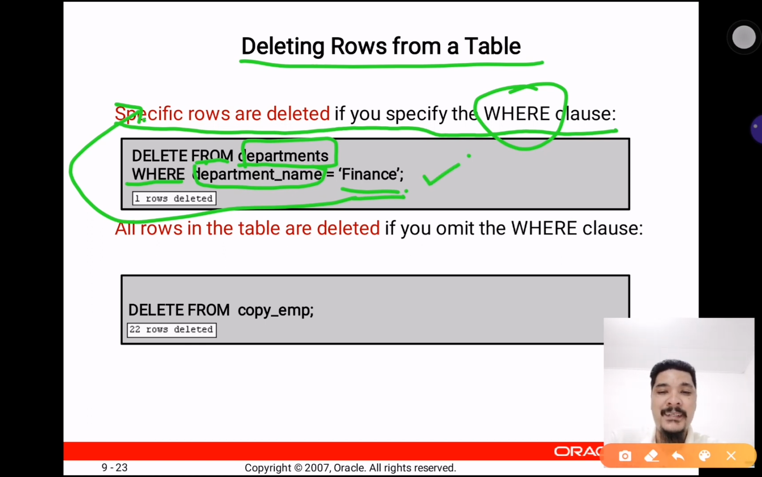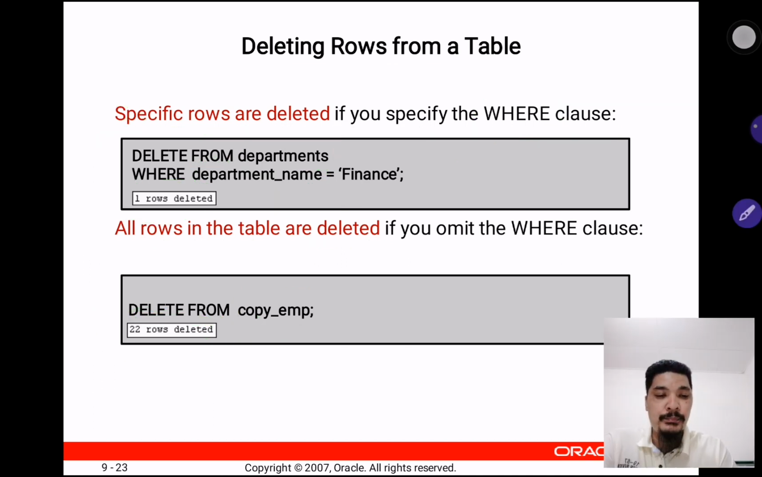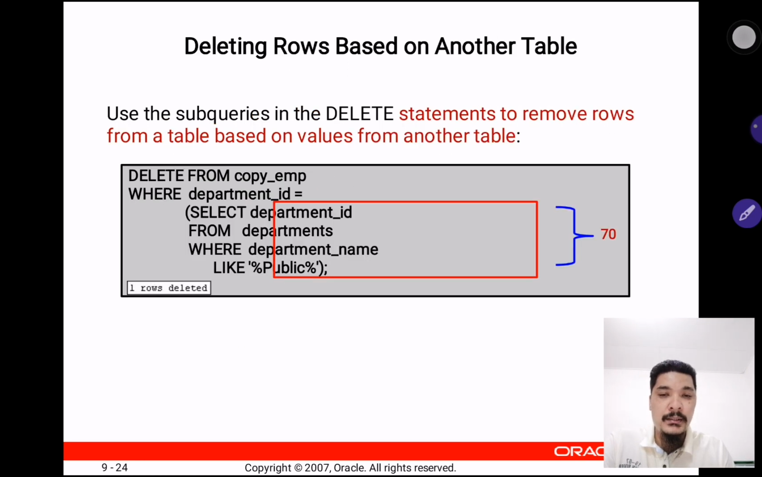If we want to delete all rows in the table, we just put delete from copy EMP, but please be careful, it will delete all rows in this table, compared to this one. So if you want to delete specific rows, please make sure you put a where clause. Right, next, move to the next slides.